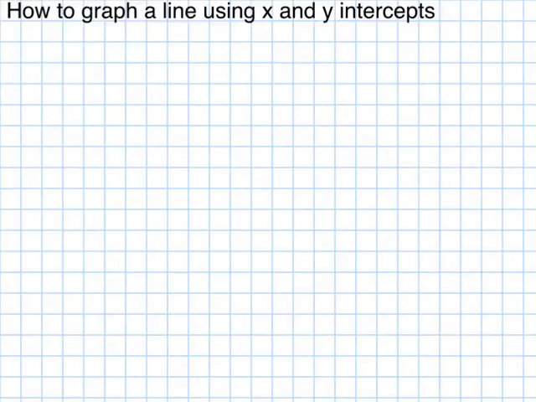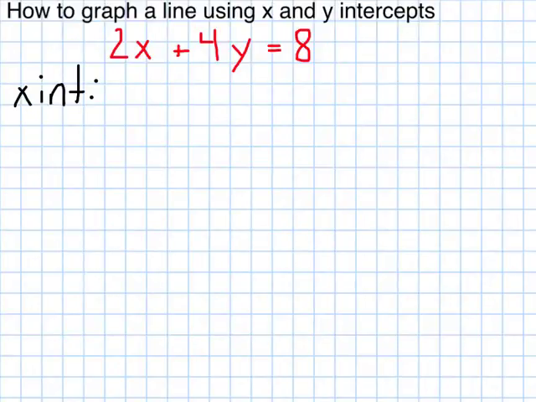The next way to graph a line would be to use the x and y intercepts. If you have an equation, this is the best method when your equation is in the form that's called standard form. So let's say I have 2x plus 4y equals 8. What you're going to want to do to graph this is find where you cross the x-axis and the y-axis. So here, to find the x-intercept, what you need to do is plug 0 in for y. And then for the y-intercept, you plug 0 in for x.